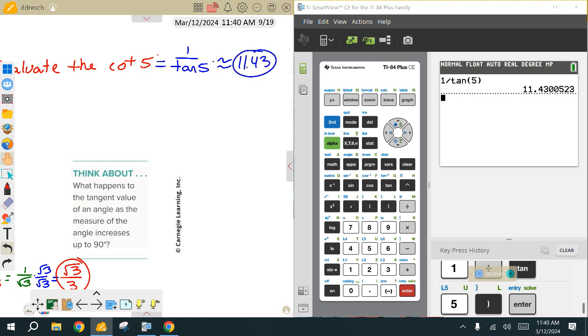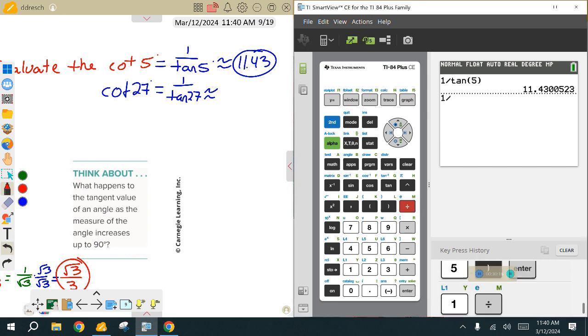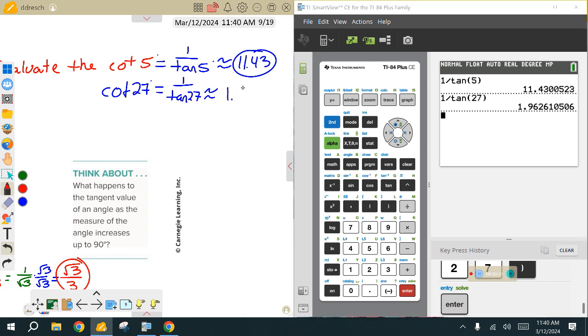All right, let's go with one more then. Deacon, you said 27 degrees, right? So let's calculate the cotangent of 27. You do the same. You got to remember cotangent is the reciprocal of what? 1 over the tangent of 27 degrees. And let's round this one to nearest thousandth. Thousandth is how many decimals? 1.96. There you go. 1.963 we just said.